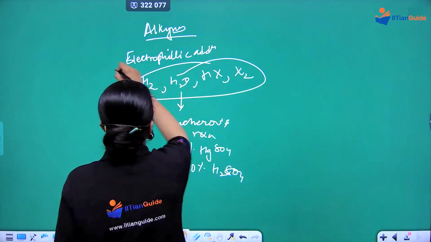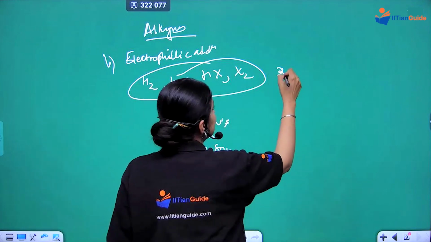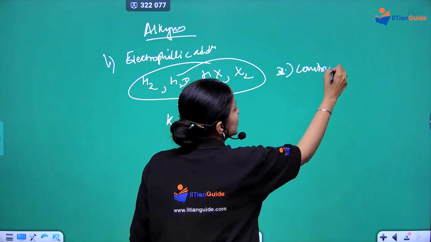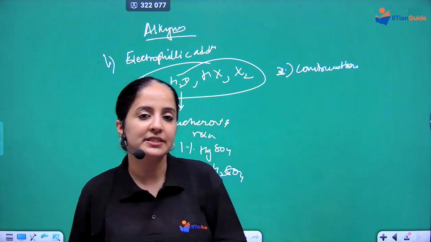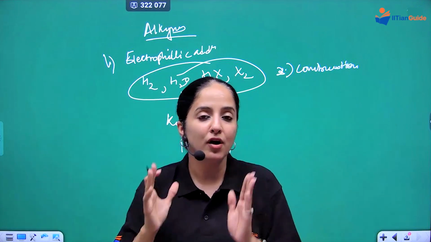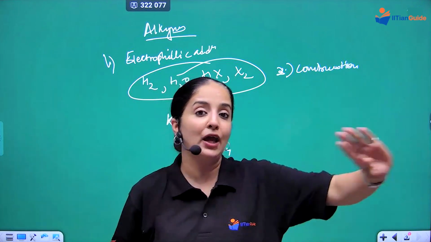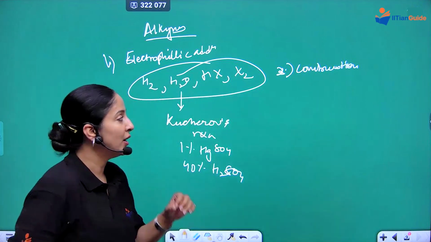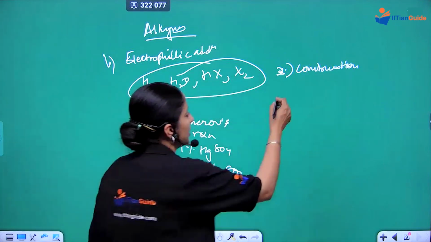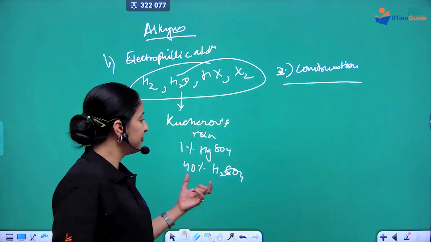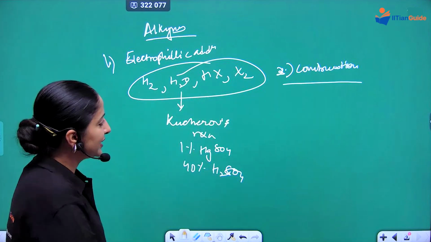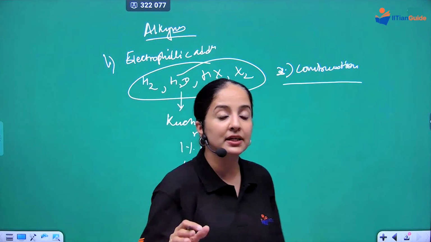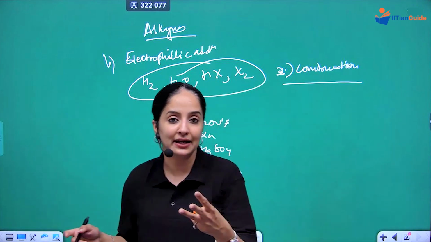Okay. Then the next is combustion reactions. Combustion is basically the burning of a compound in a free supply of air, a free supply of oxygen. That is what a combustion reaction is. So you have addition of water, H2, HX and X2, right? That is how you cover your alkanes, alkenes and alkynes.